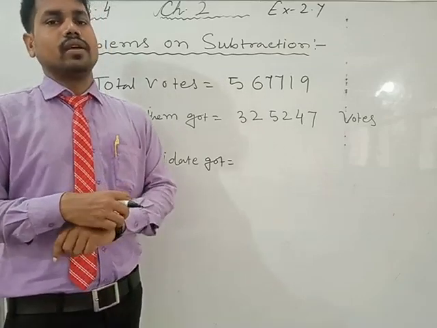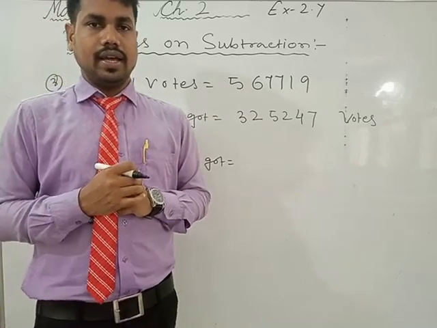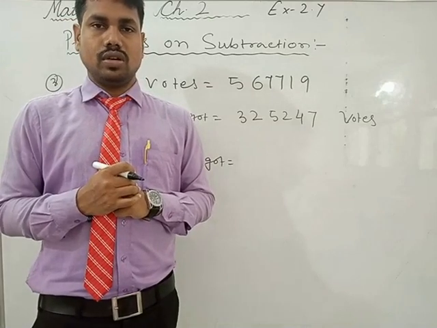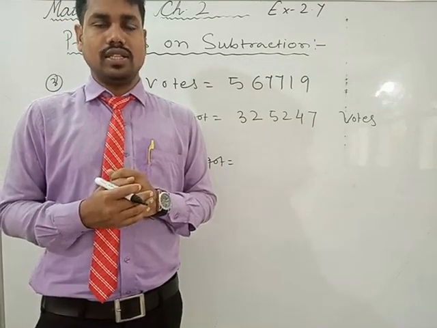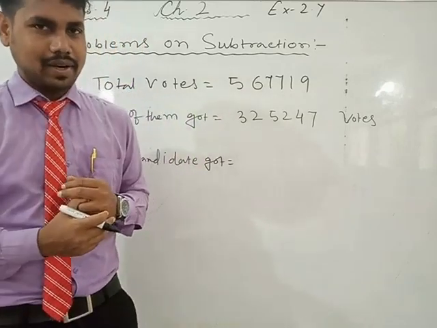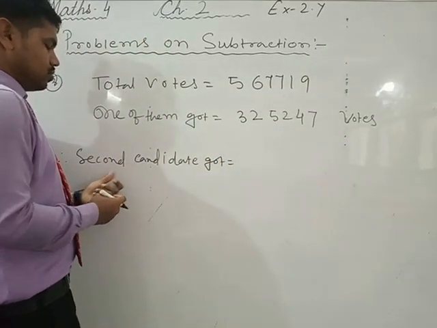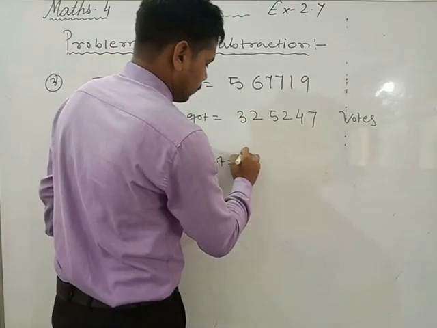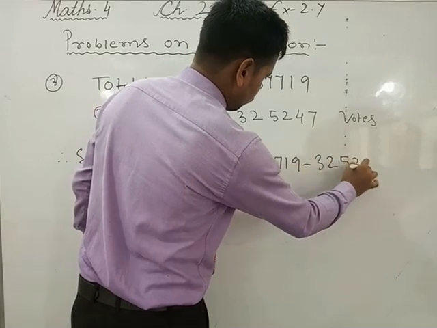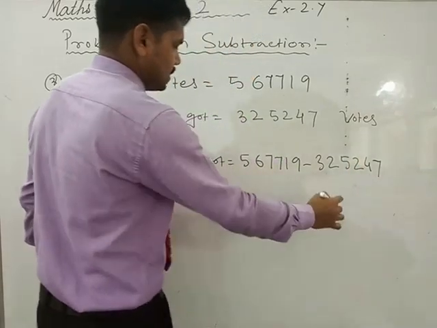Suppose I told I have distributed 40 chocolates among two students, and I have given 30 chocolates to one student. So how many chocolates have I given to the other student? Definitely it's 10. So how have you calculated? By subtracting. So this is how you can solve this one also, by subtracting. So second candidate got is equal to 567719 minus 325247. So let's check here subtraction.